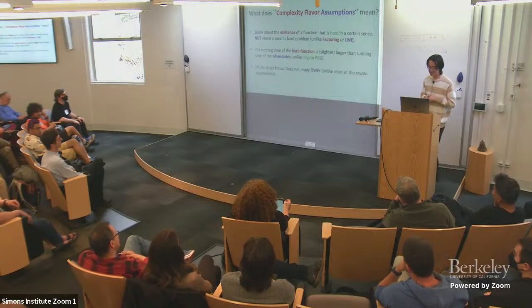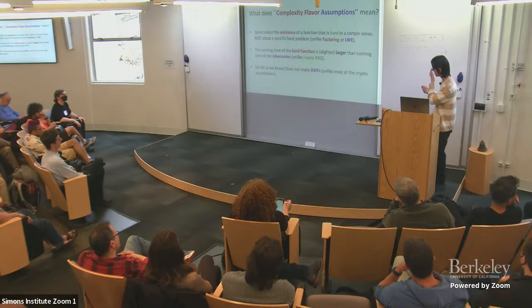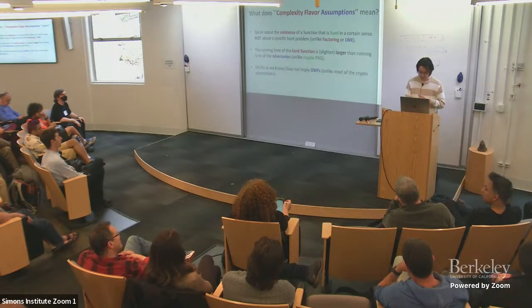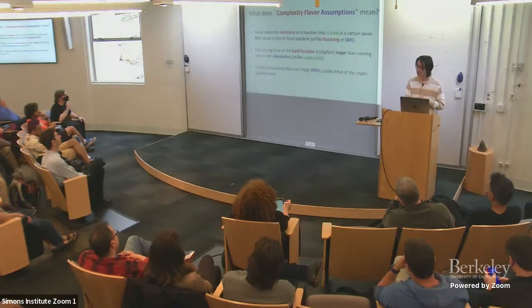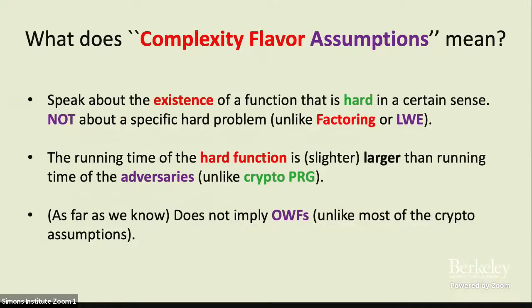Finally, as far as we know, it does not seem to imply one-way functions, unlike most of the crypto assumptions. So for example, consider a crypto PRG printing one bit. If I give you a string, evaluating the PRG takes polynomial time, but the adversary can run in arbitrary polynomial time. So the adversary is stronger than the entity which runs the PRG. And that's what I mean.